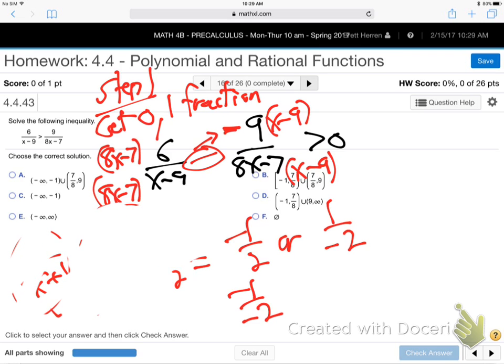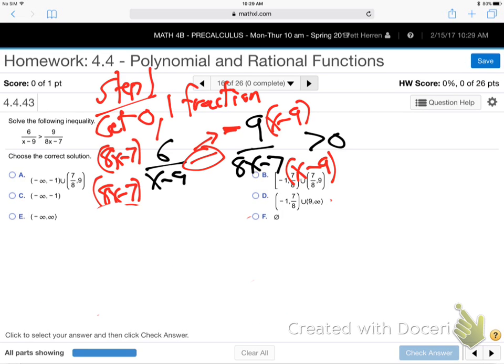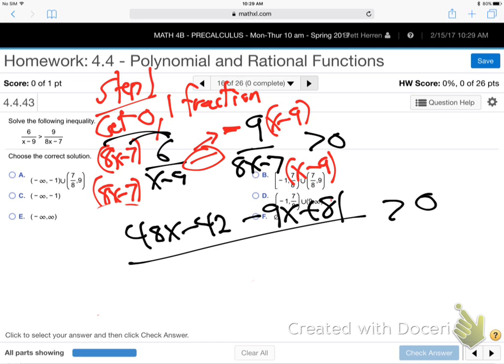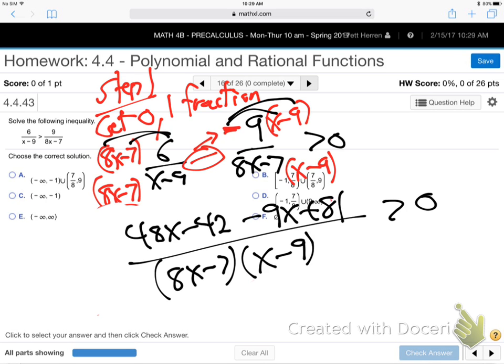Let me get rid of all this. And then just distribute that minus 9 all the way through. So what do we get? This 6 is going to distribute: 48x minus 42 minus 9x plus 81 over the 8x minus 7, x minus 9. Everybody see how we get that plus? Because that minus 9 went boom, boom, and we got a plus 81. The common mistake, the number one in the charts, is to make that a minus 81. To mess that up.